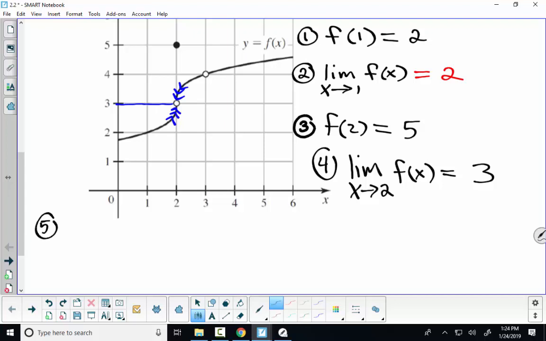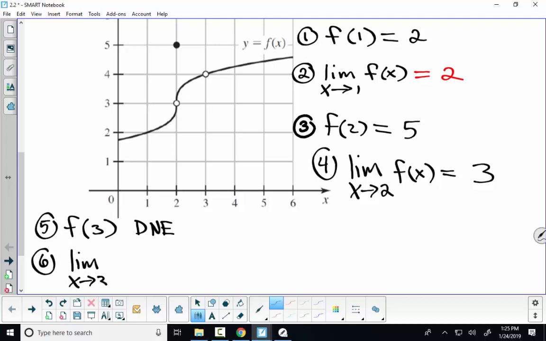Okay, how about f of 3? Doesn't exist. Okay, right. F of 3 doesn't exist. We have that hole there. So what's the limit as x approaches 3? What do y'all think? 4? Yeah, so as x gets closer and closer to this value of 3, the y values get closer and closer to 4.